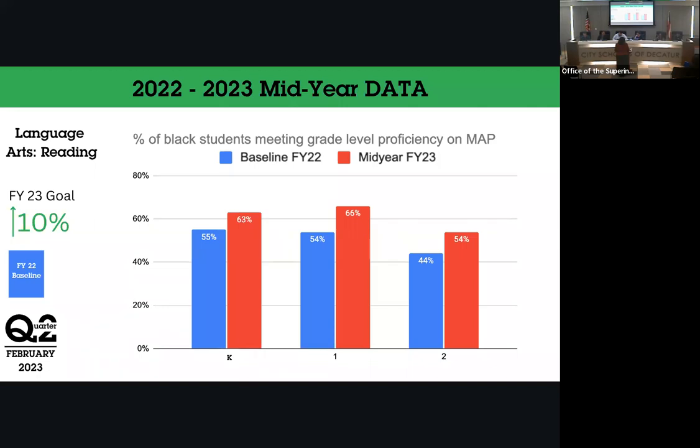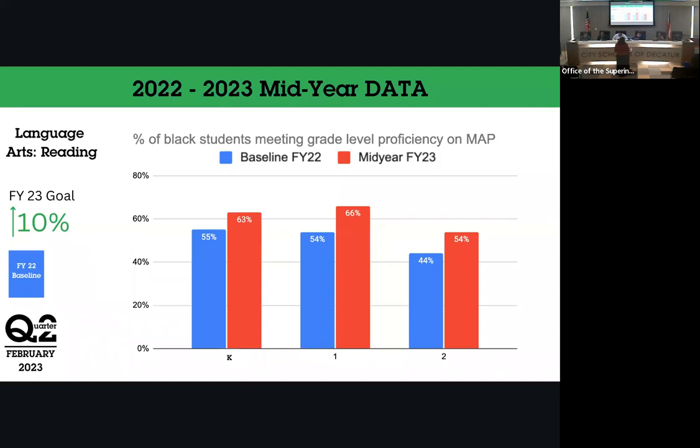And so that was the breakdown that we used to determine efficiency in K2. So we are very excited with this data, and we can see that the achievement of our Black students has increased mid-year over last year's baseline in reading and math in all 3 grade levels.